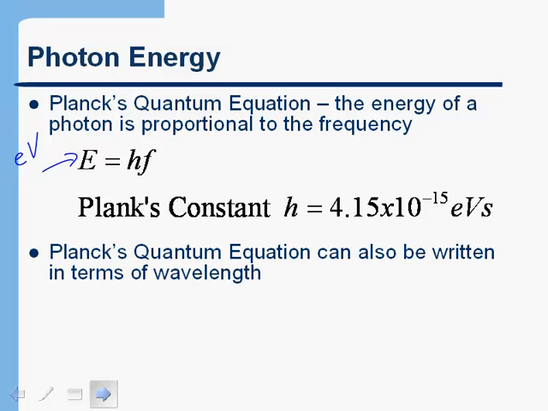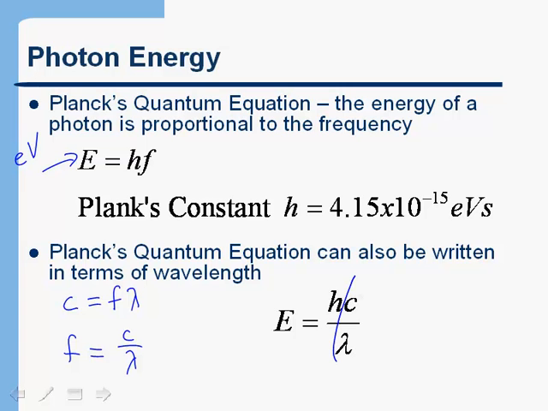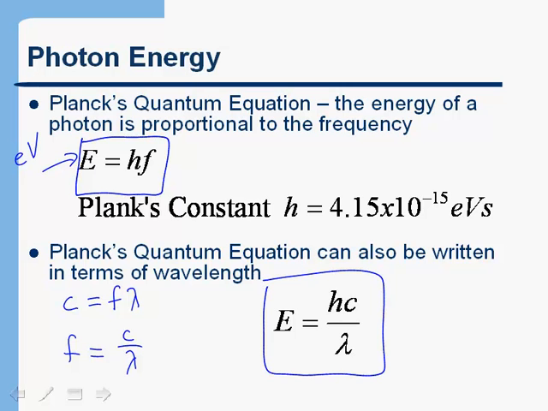We can also write Planck's equation in terms of the wavelength, and we can do that because we know that the speed of light is equal to the frequency times the wavelength. So therefore the frequency is equal to the speed of light divided by the wavelength. And you can imagine we can simply put in c over lambda for f in this formula, and when we do that we just get hc over lambda. So in other words, we've just replaced f with c over lambda. And we can use either this form or this form of Planck's quantum equation depending on what we've been given in the problem.